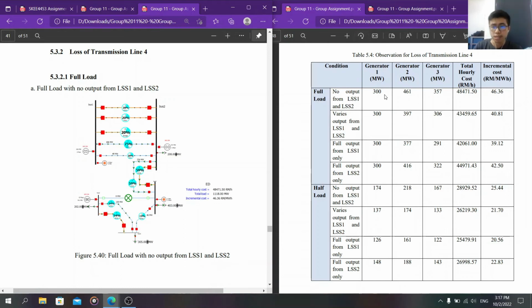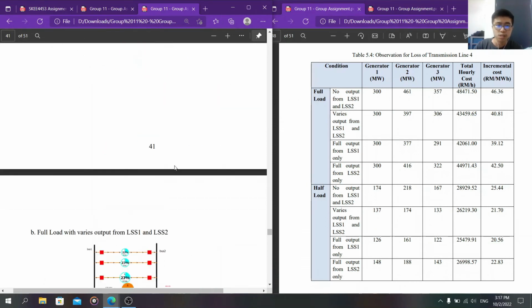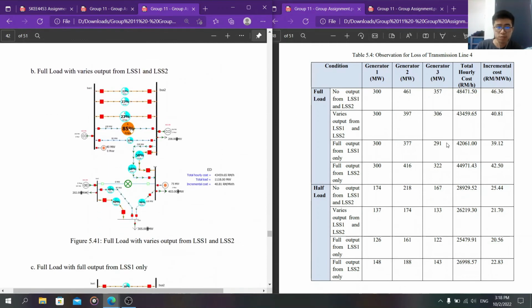Generator 1 has 300 megawatt, generator 2 has 461 megawatt, and generator 3 is 357 megawatt, and the total hourly cost is 48,471 ringgit 50 cents per hour, and the incremental cost is 46 ringgit 36 cents per megawatt hour. This one is for the full load condition with N-1 contingency, and this one is for half load with N-1 contingency.